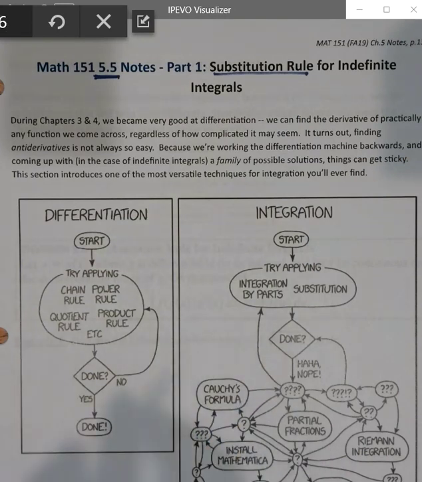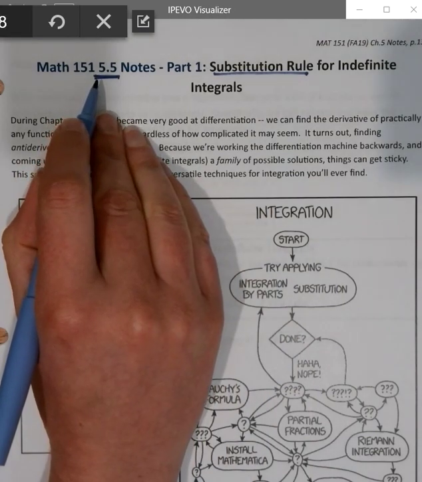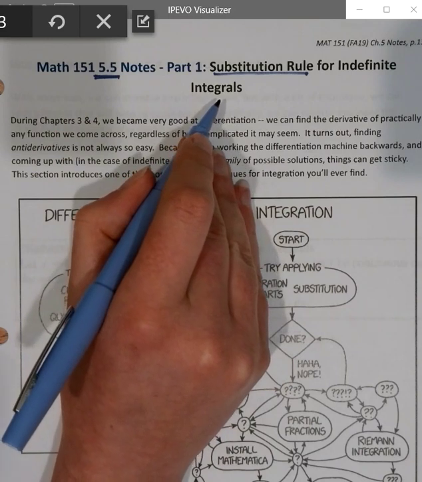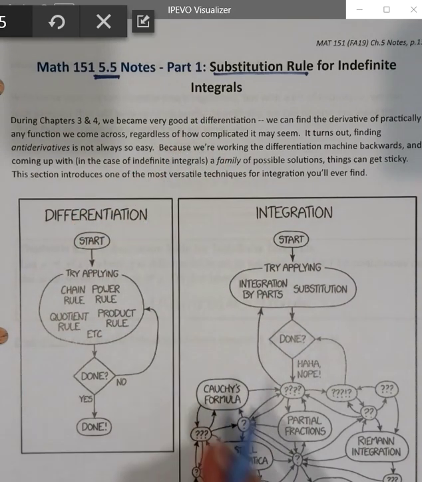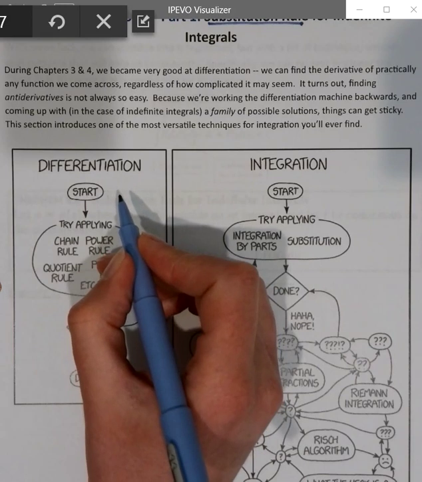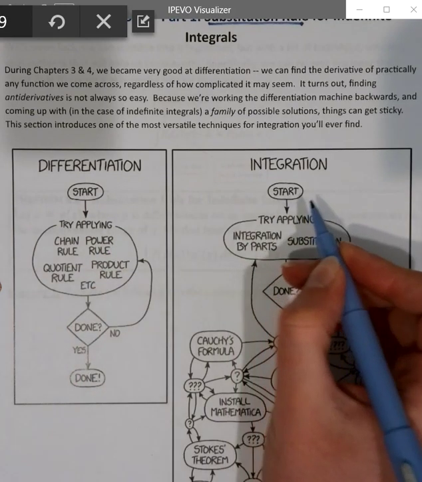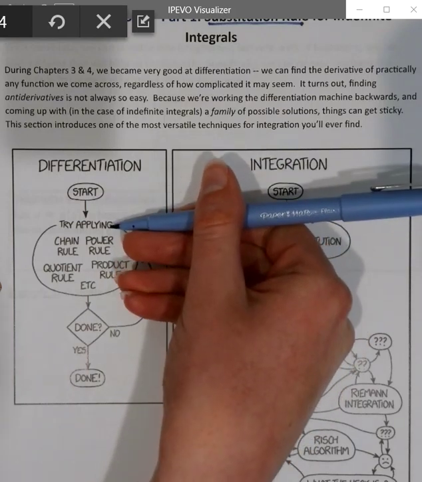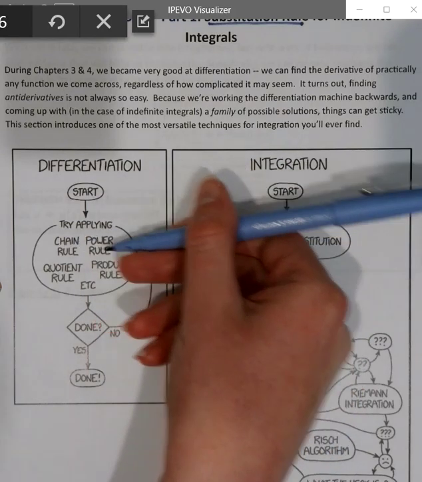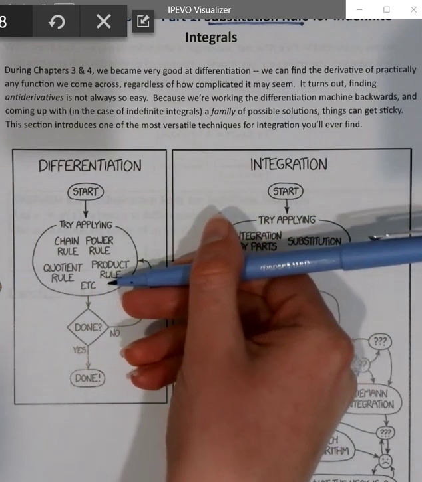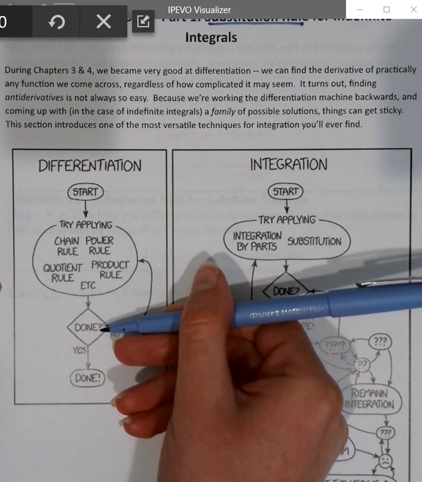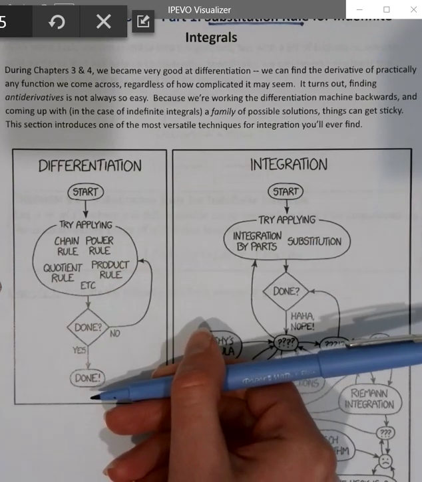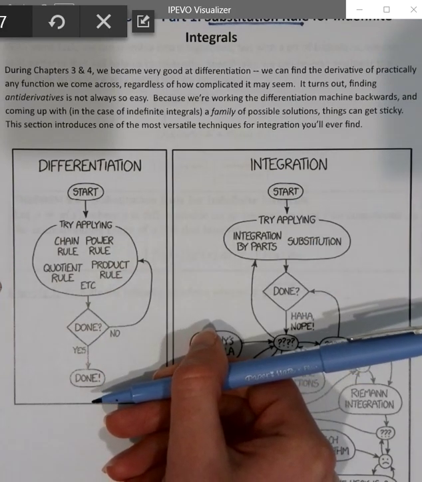So in 4.9, the previous section, we looked at some indefinite integrals, and those were also called antiderivatives. And there's a funny graphic here to talk about the differences between differentiation and integration. When we differentiate, like we did in chapter 3, we start and figure out which rule we need to apply, whether it's the chain rule, the power rule, the quotient rule, etc. And then we're usually done. If not, we repeat and do another rule. Maybe we need to use 2 rules at once. And then that's it. So differentiation is actually pretty straightforward.